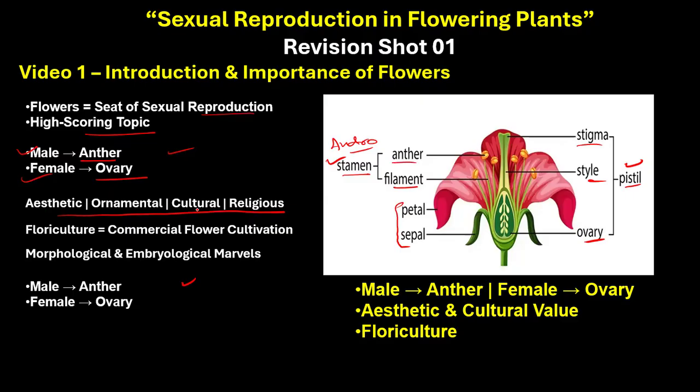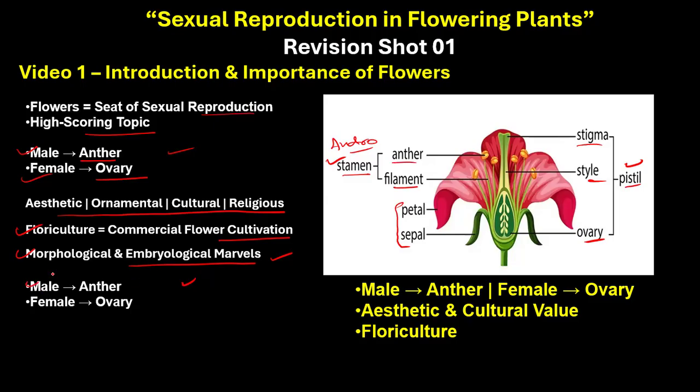For example, flowers convey love, happiness, grief, etc. And then there's a term called floriculture. Floriculture means cultivation of flowers. It's a simple thing. It's mentioned in your textbook, that's why I mentioned it here. Then these flowers are also called morphological and embryological marvels. This is also given in your textbook.